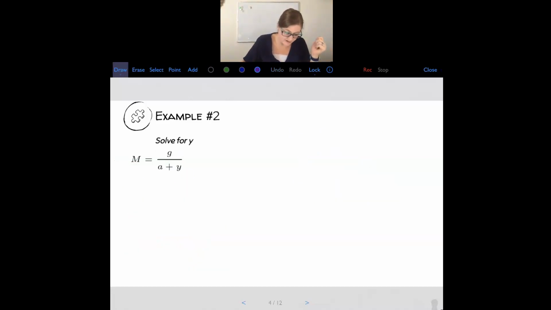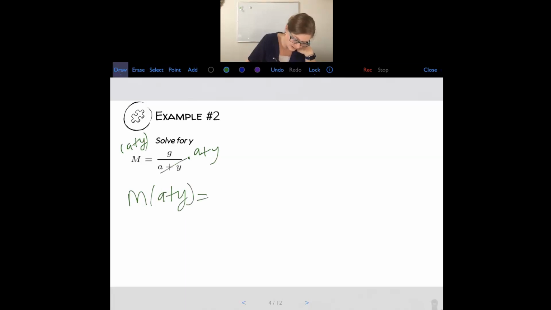Next, I have solve for y, so I have m is equal to g over a plus y. So similar idea here, you could either multiply both sides by that denominator or use proportions. But one thing to be careful of is we're multiplying by a plus y. So when we multiply by a plus y, put it in parentheses, or remember that the m will distribute to the a and the y. So now we have m times a plus y is equal to g.